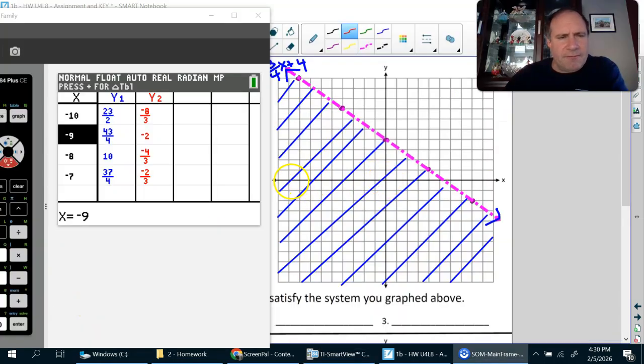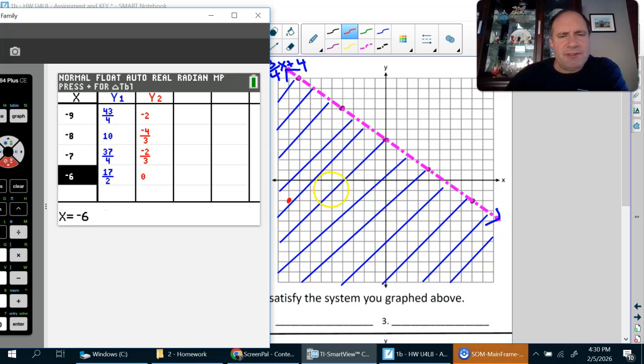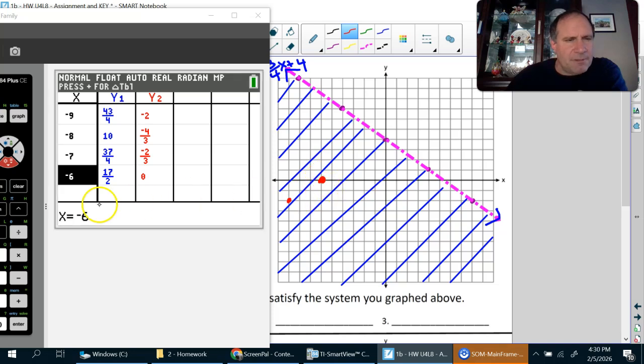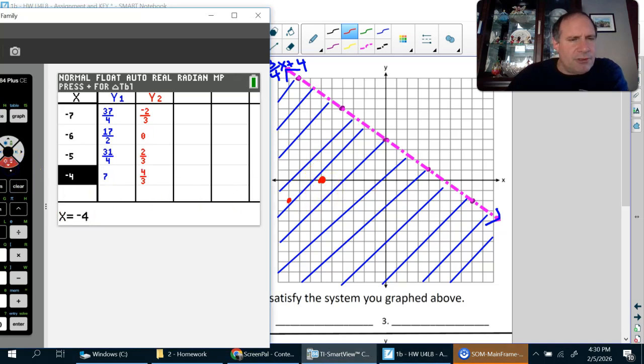Negative 9, negative 2 is right here. I'm going to go down a little bit more to negative 6, 0. Negative 6. 1, 2, 3, 4, 5, 6. Negative 6, 0 is right there. Then I'm going to go down to, skipping all the fractions, negative 3, 2. Right up here.